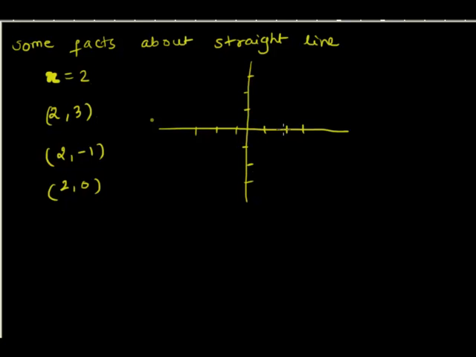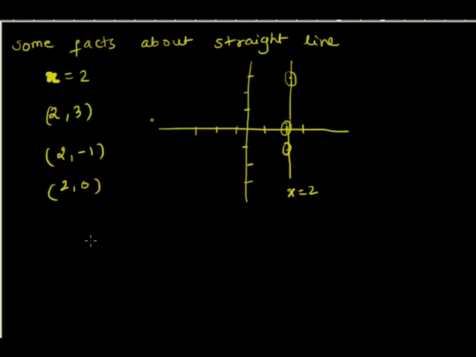X is 2, y is 3. So this is the position 2, 3. 2, minus 1. X is 2, y is minus 1. This is the point 2, minus 1. 2, 0. X is 2, y is 0. This is the point. So if I draw this line, this is the line corresponding to x equals 2.